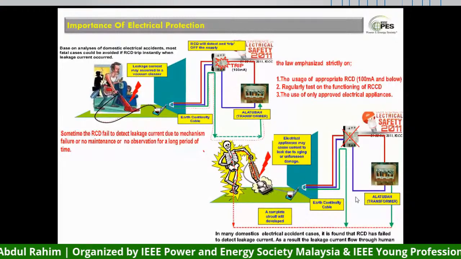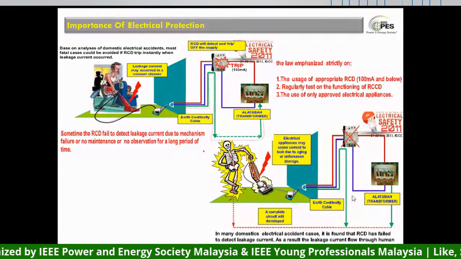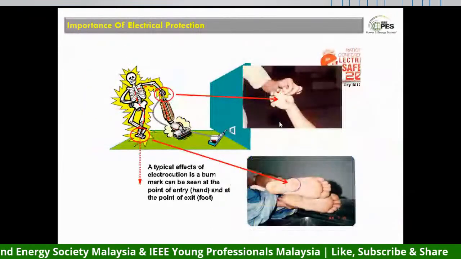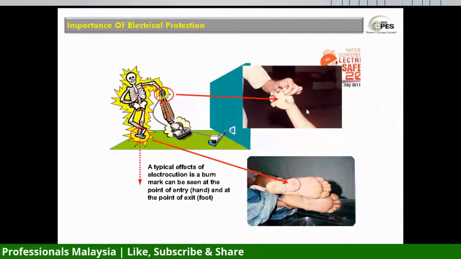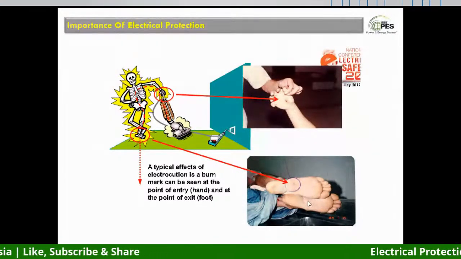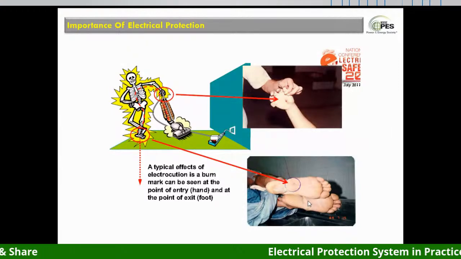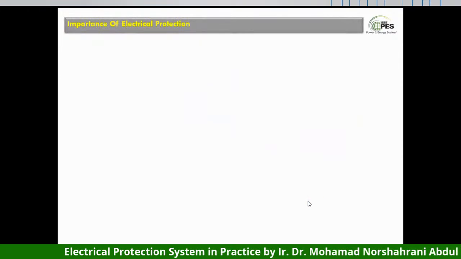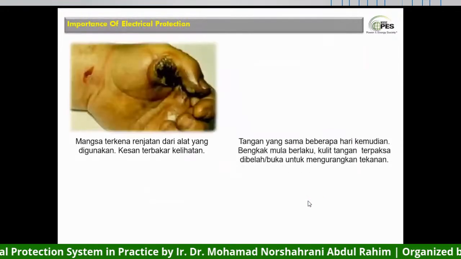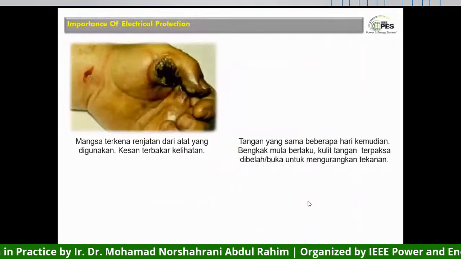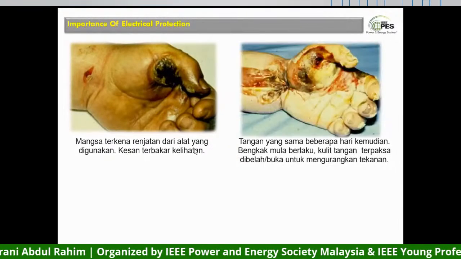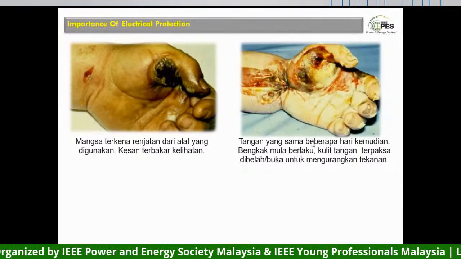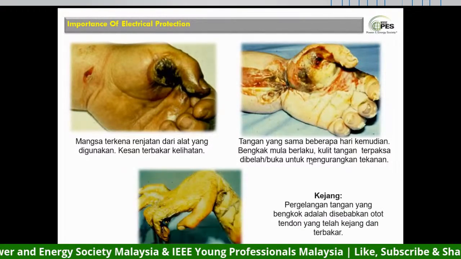We can see further from the next slide how the current passes through our body, to the hand and then through to the foot, which completes the circuit using our body. Another issue is the impact of the fault current. In this case, the handheld equipment was faulty, and after a few days the nerves became very bad and damaged the tendon in the hand. This is among the accidents that happened.